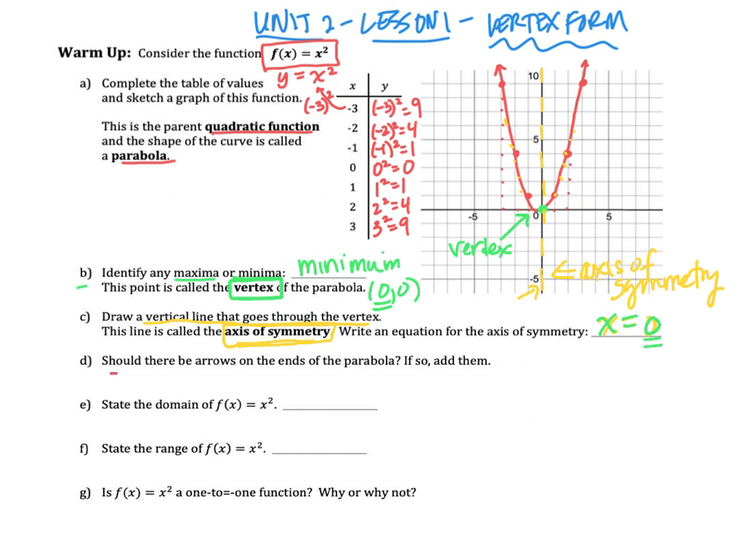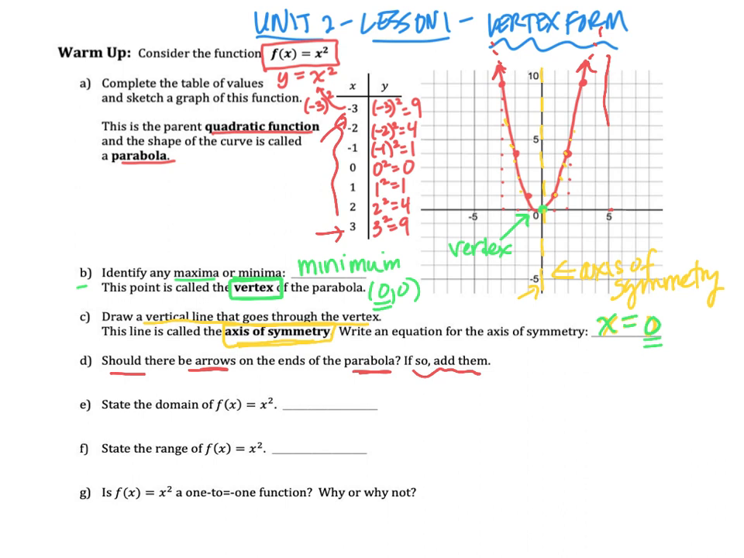I already answered this question for you. It said, should there be arrows on the ends of your parabola? If so, add them. Well, you can see I already instantly put arrows on there because really this is just a sample of the domain. We could have any real number and put it in there and get an answer. And so we can put in 5, 5 squared would be 25, and the parabola points keep going onward and onward, so we should have arrows at the ends of our parabola.